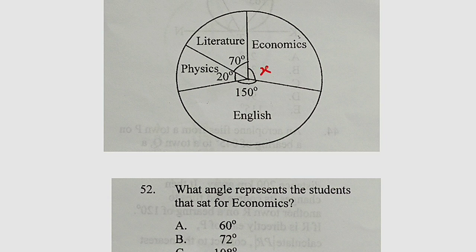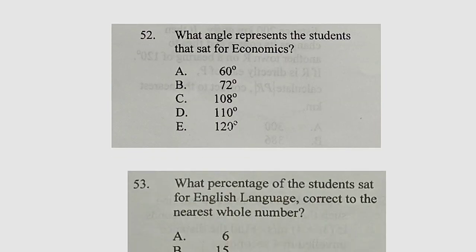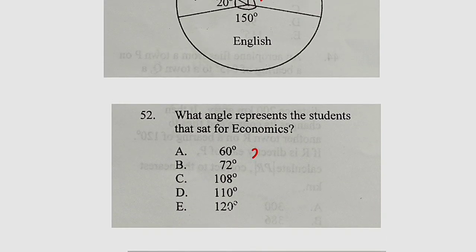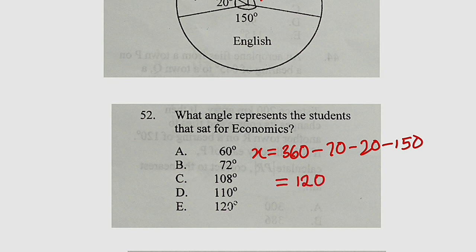With a missing angle. But these three angles are given. And you should know that at a point we have 360. Therefore, in order to find x, we have to subtract these three angles from 360. So let's do that. 70, 20, and 150. So x is equal to 360 minus 70 minus 20 minus 150. And this is equal to 120, which is option E.